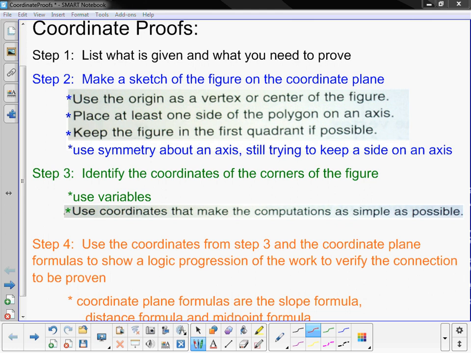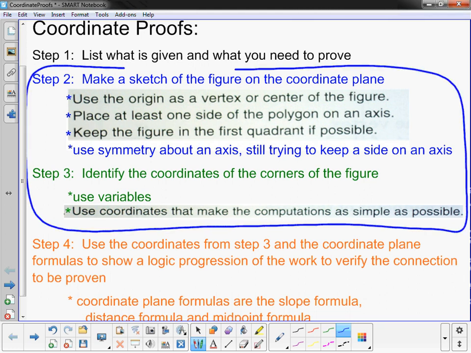Good morning. Okay, we're talking coordinate proofs. In this particular video, we're concentrating on steps 2 and 3 in our problem. In this case, we're told that we have to create a sketch of a figure and put it on the coordinate plane. So here are the rules that go with that.